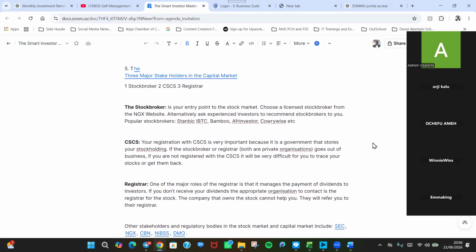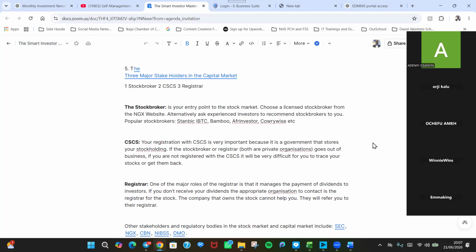Just try. Yeah, go on. The CSCS is actually the storage organization of all share transactions in the NGX. You are correct. The place, that is the key word. The CSCS is the storage where all your stocks are kept. And another thing is that amongst these three stakeholders, CSCS is the only government body.